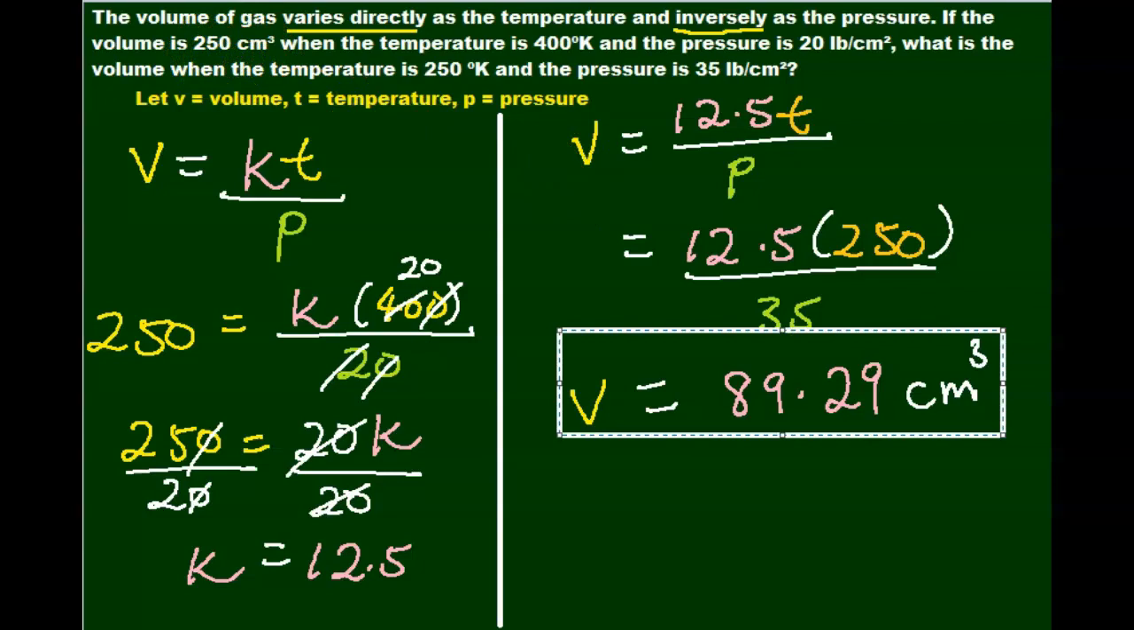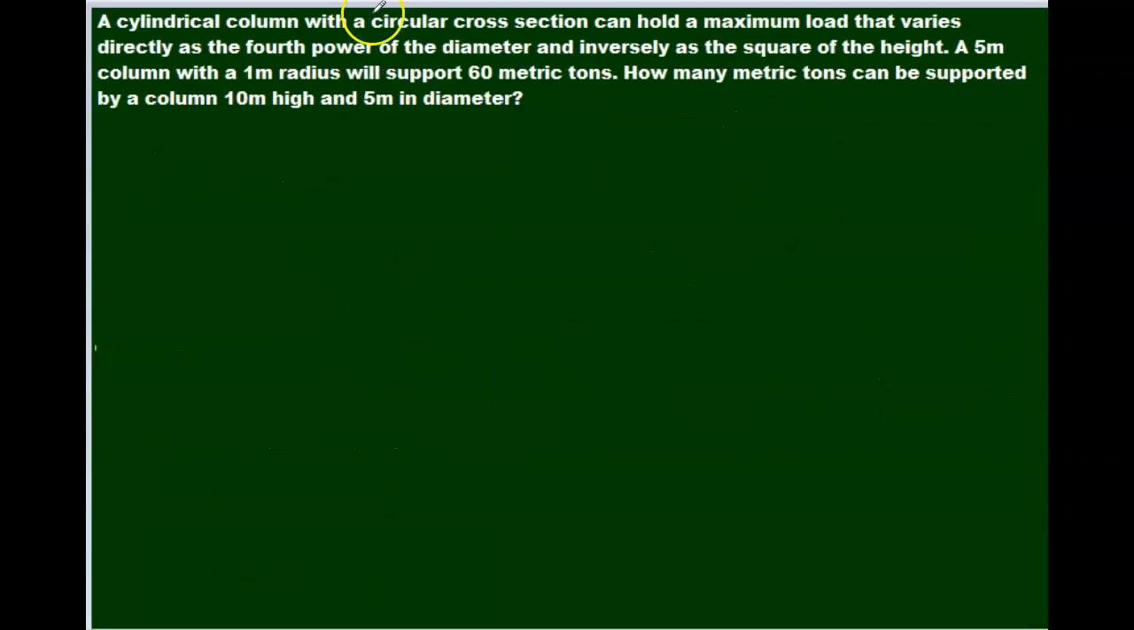The question itself did not tell us to how many decimal places we need to round to, so we just round to 2 decimal places if we're not told anything. So your volume is 89.29 centimeters cubed. This problem is a little bit more complicated, but the method's still the same.